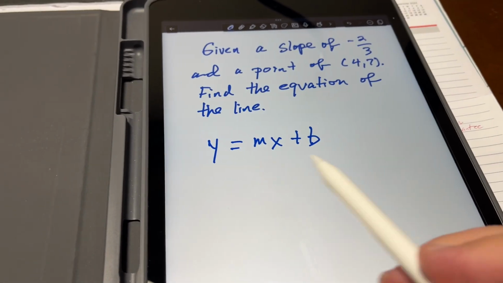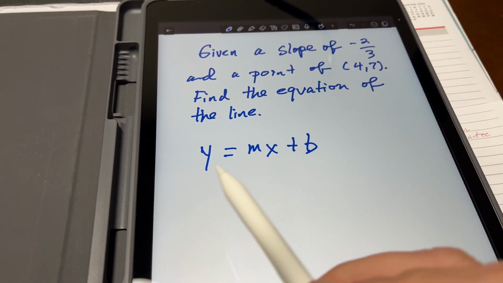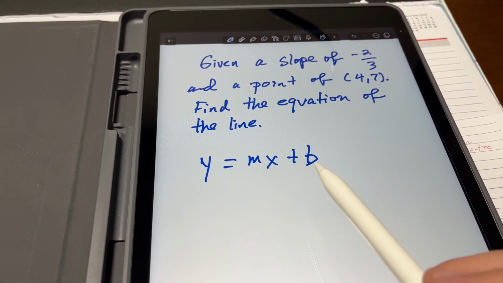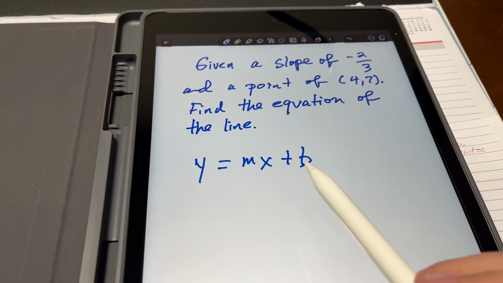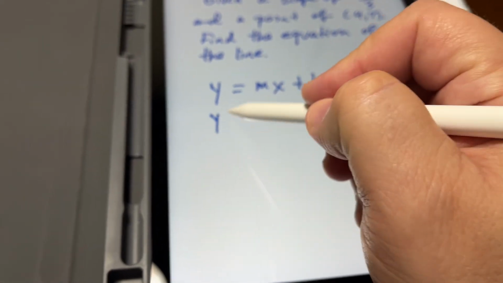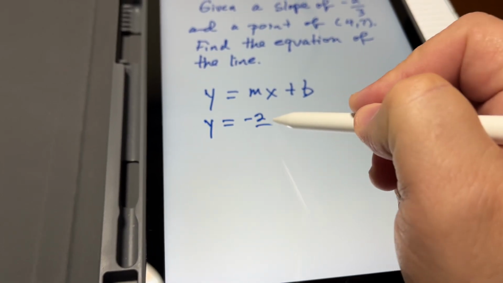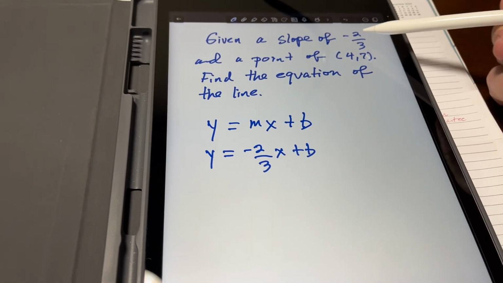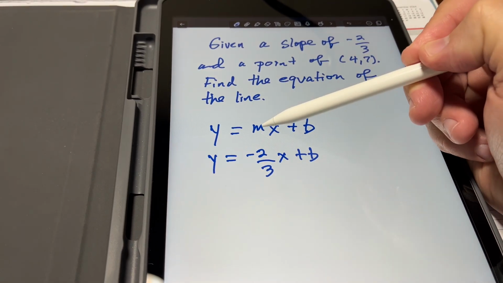This is called slope-intercept form because in this form you have the slope here next to x and you have the y-intercept here. And so they're giving us the slope in this problem. So that part's going to be very easy. We're just going to substitute that in. So just take this slope that they gave me and put it right into the equation.